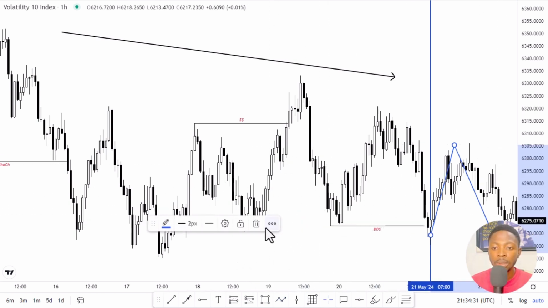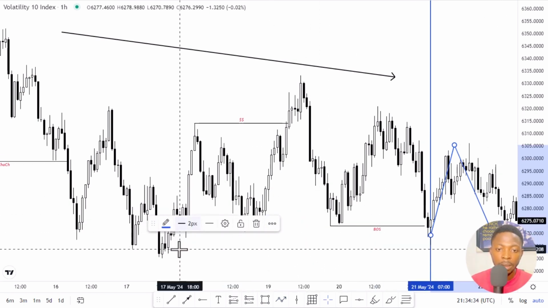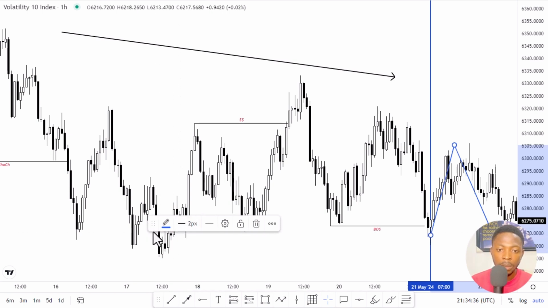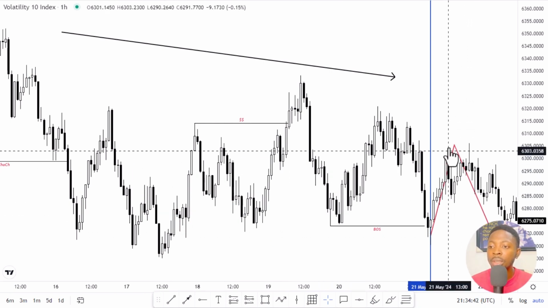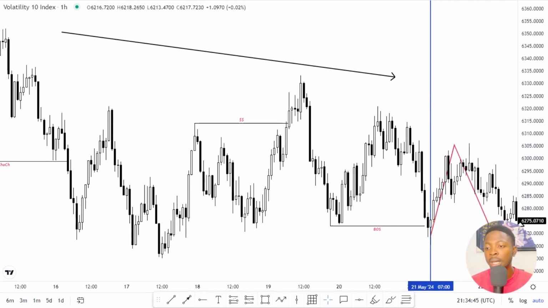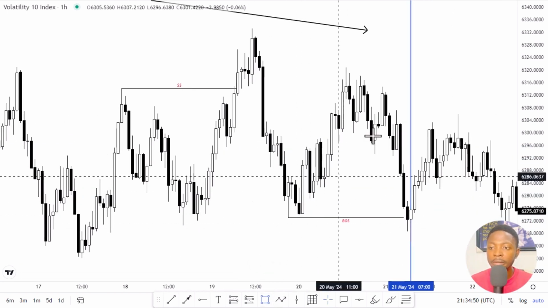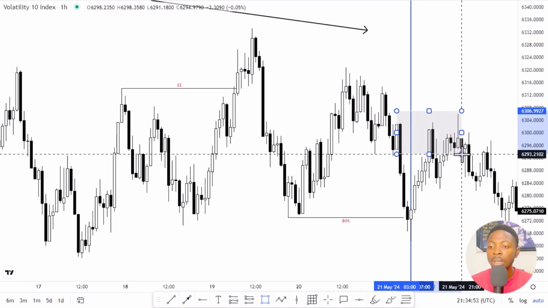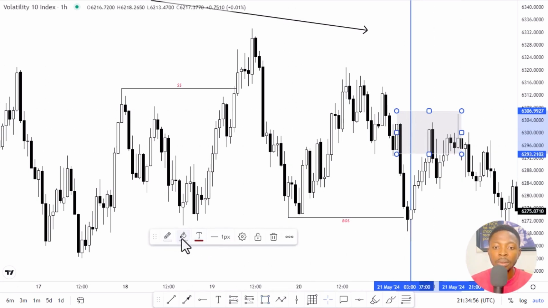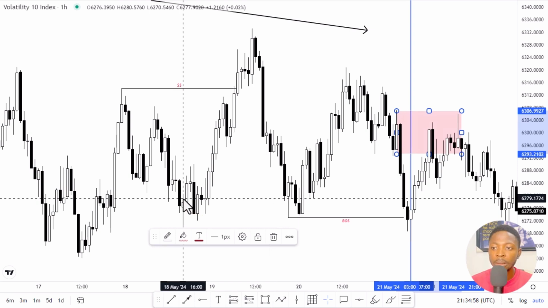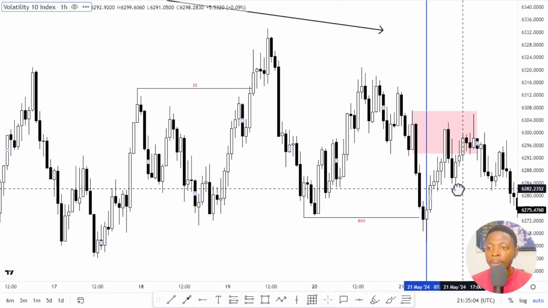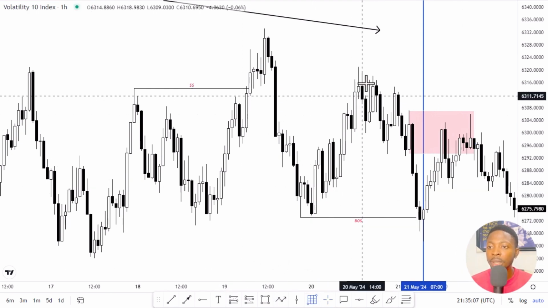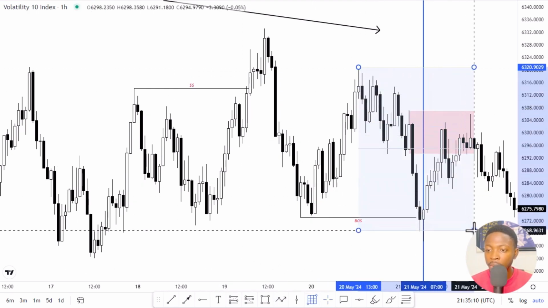Let me change this color to red. Just give me a minute. Okay, so let's choose the red. So we are expecting a correction, then a continuation, or correction and expansion. However, this zone here is a very good zone for us to sell from. Let me change that color also, to red, so that it can be obvious. So this is our 1 hour supply zone, which should be from this swing high to this swing low. It's also in our discount price.